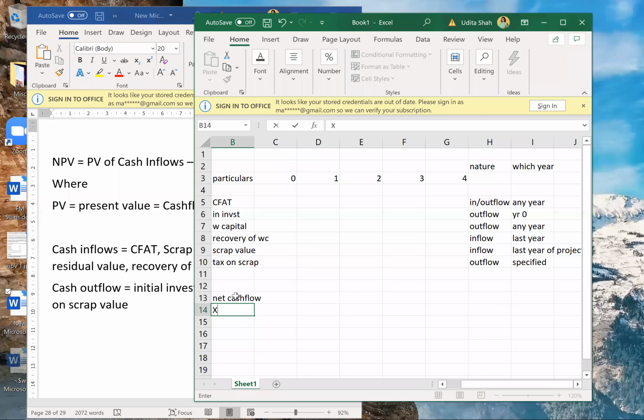Into what will we multiply it? Into the discounting factor. So we'll get PV of cash flow. And the total of PV of cash flow will be called our net present value, our NPV. So this is what we have done.